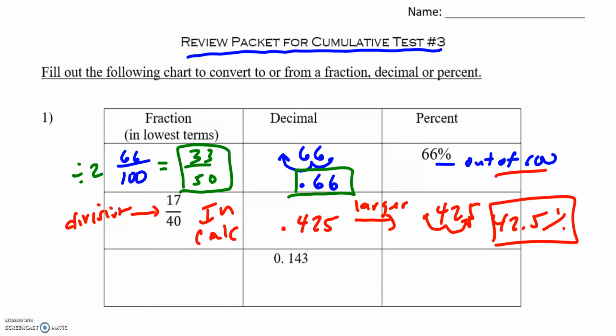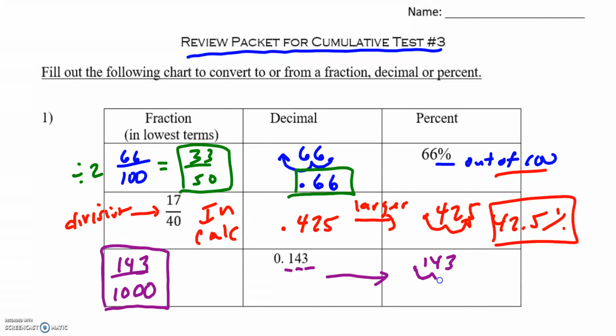Last but not least, the third example in this box, 0.143. If you're going to change that into a fraction, we have 1, 2, 3 decimal places behind the decimal point. So that would be 143 over not 100 this time, but 1,000 because of the 3 decimal places. I look at these two numbers, notice this one's odd and this one's even, and I can't think of anything that goes into 143 and 1,000. So this, strangely enough, is going to be my most reduced fraction. If I want to change from a decimal into a percent, like the last example, we just move the decimal over twice to the right, so it'll be 14.3%.